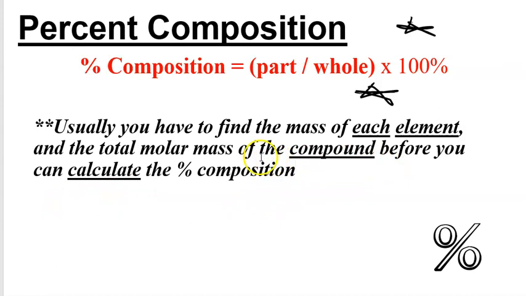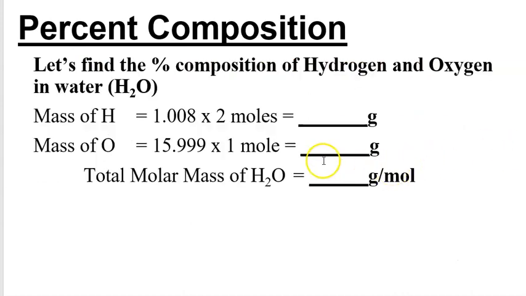And in these problems, you may have to find the mass of each element and the total molar mass before you can calculate the percent composition. So once again, you're going to need the periodic table. You'll need your periodic table. Okay, here we go. Let's do an example. Let's find the percent composition of hydrogen and oxygen in water.